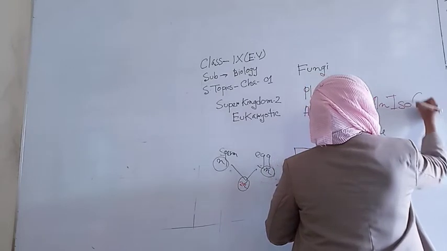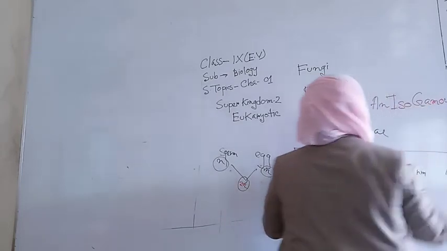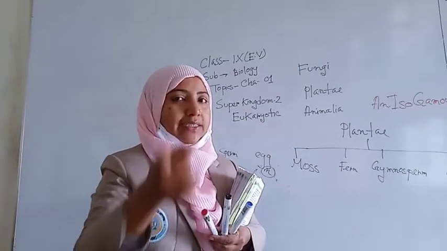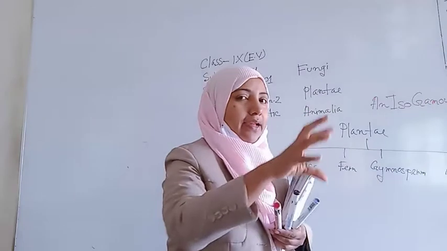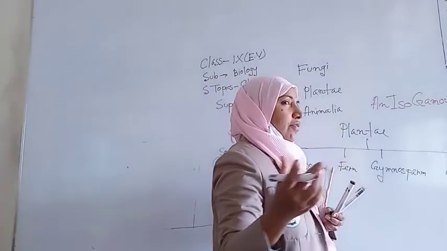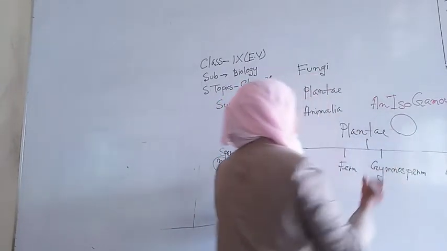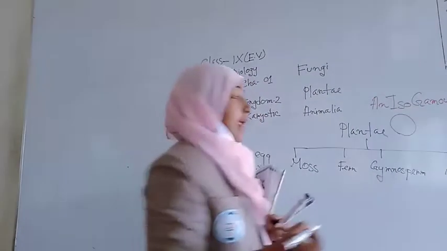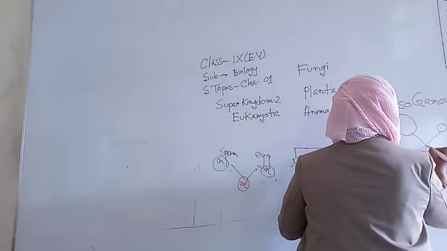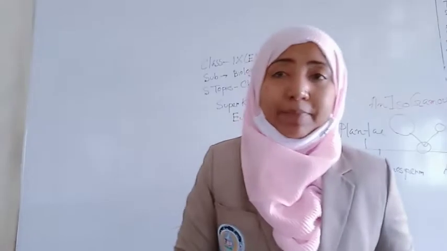A-N-N-I-S-O-G-A-M-O-U-S. Iso means two shaped structure. One is big and another is small. For example, the egg is the big structure, the big gamete, and the sperm is the small. When they are formed, the formation is also anisogamous.